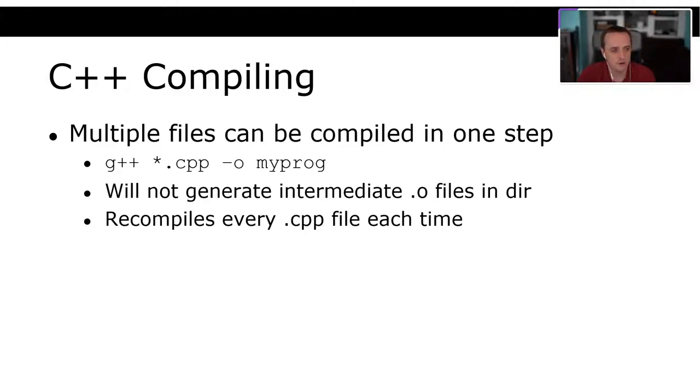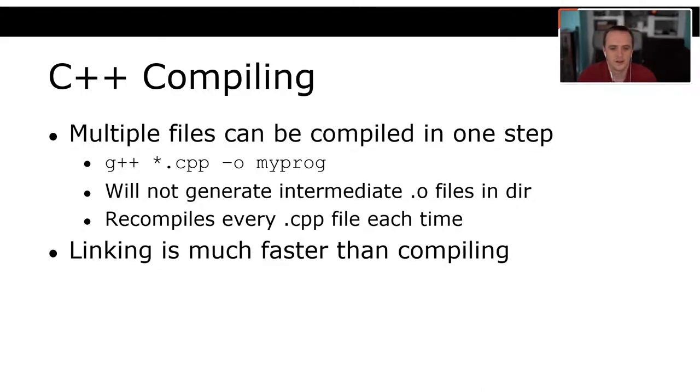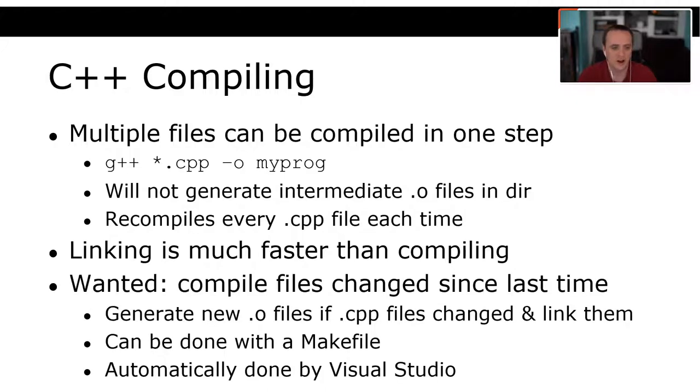So if you have multiple files, which we will, you can have a single command that will compile everything, okay? You can say g++ *.cpp, which says compile all of my C++ files. It will not generate the intermediate object files, and it recompiles every C++ file each time. So linking is much, much faster than compiling. Ideally, with a large project, you would only want to recompile the C++ files to .o files if the CPP file has changed.